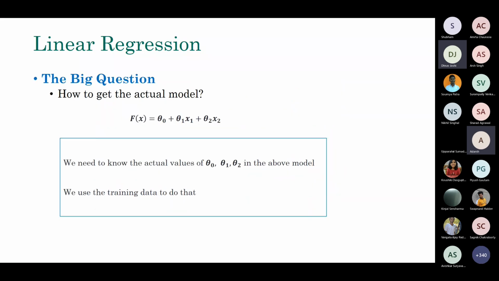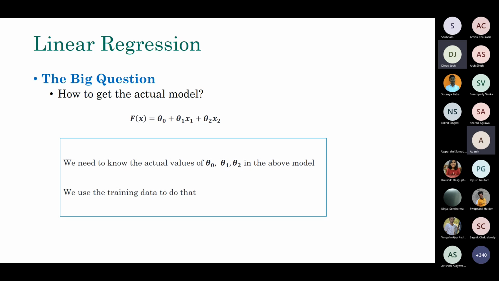Right? So far so good. No issue. We assume that the function is going to be linear in nature. So the big question is how to get this actual model. If somebody gives you data and you have to predict this output, you need to know the values of theta 0, theta 1, and theta 2. Because x1, x2 will be given to you as the input variables, but the model parameters theta 0, theta 1, and theta 2 are unknown to you, you have to estimate them.